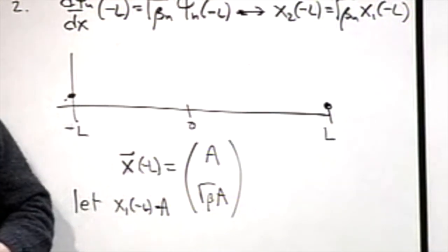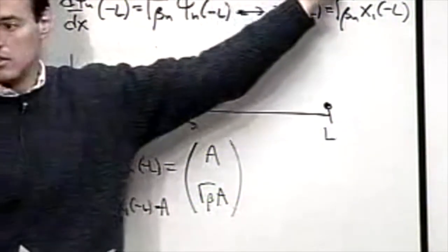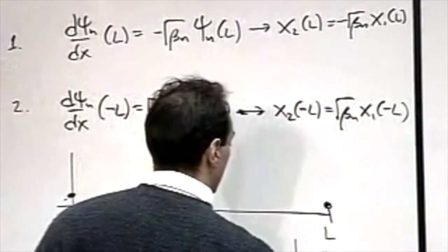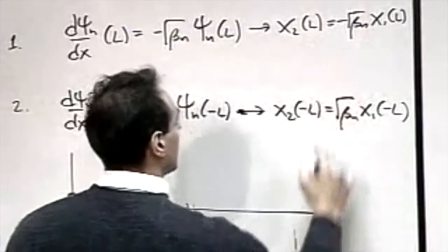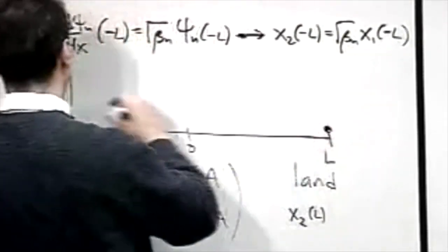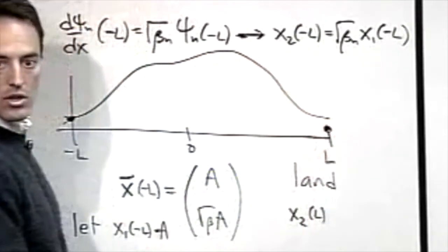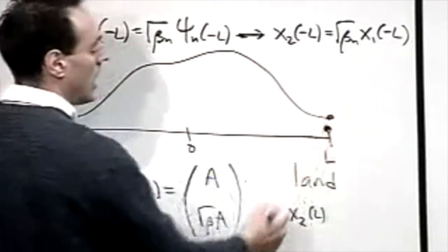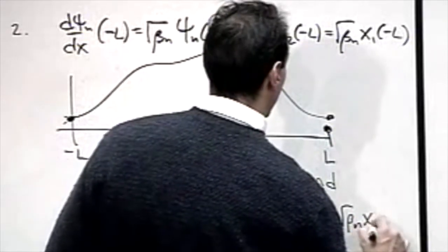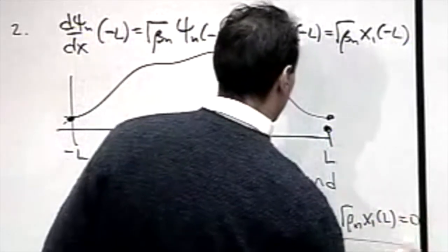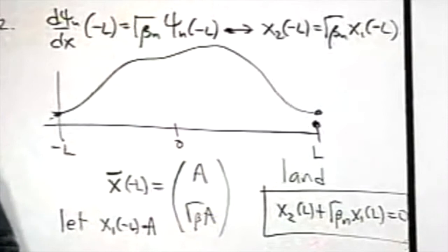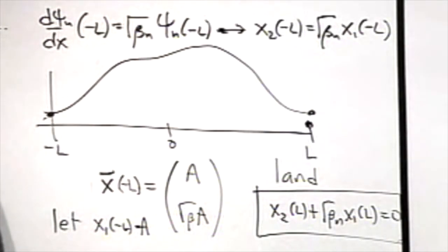And what are you trying to hit? What you're trying to hit is this here. You're trying to land on this relationship. You're trying to say, look, at the end, when I compute this all the way out, down over here, what I'm trying to land on is that what I calculate is x2 plus square root beta of n, x1, and that has to be 0. Okay?